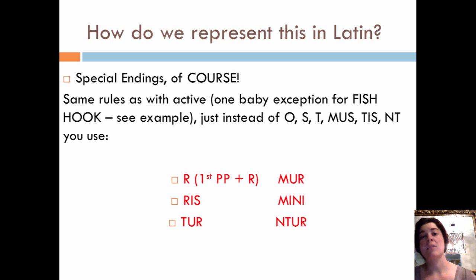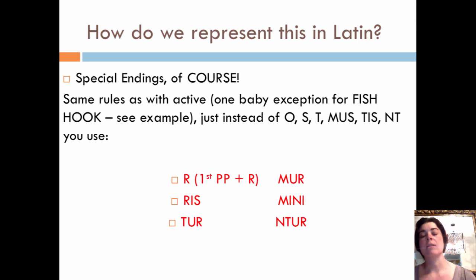Now the first principal part is still going to be used for the first person singular. Here it's going to add an R to it instead of just leaving it with the -o ending. Everything else is going to be second principal part minus -re for first, second, and fourth, and then with -untur for fourth conjugation. For third conjugation, of course, you're going to take off the whole -ere, and then you're going to add the fishhook with the baby exception we're going to see in a moment.